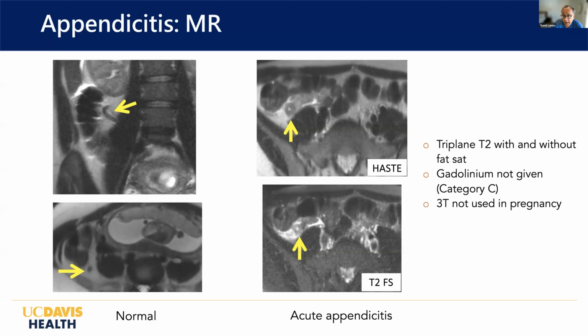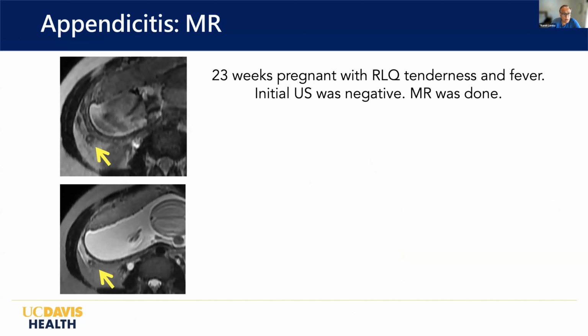The algorithm or the protocol for MR is typically a triplane T2 with and without fat sat. T1 weighted images can be acquired, but they're optional. Gadolinium is category C, typically not given in pregnancy, and 3T is generally not used in pregnancy. Here's another imaging example with similar findings: a thick-walled, blind-ending tubular structure in the right lower quadrant containing fluid with some periappendiceal fluid.